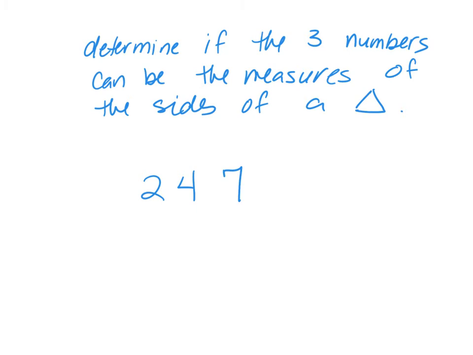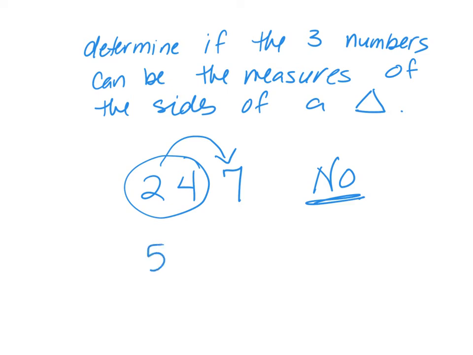If you look at the two smaller sides, they have to add up to a bigger number than the third side. But that's not the case here, so this cannot make a triangle. The answer would be no. Think about it: if I had 2 inches and 4 inches, then I couldn't put a 7-inch side there. It wouldn't fit.